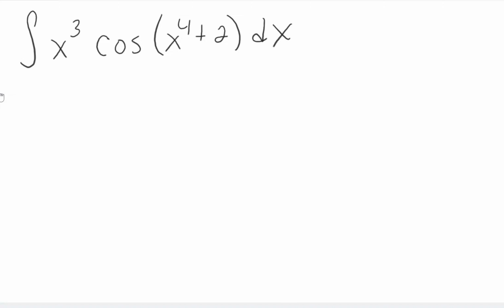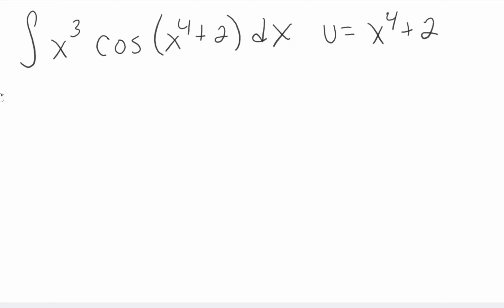All right, let's look at another one. X to the power of 4 plus 2. All right, so yes, step 1, find out what you want to make u. It's always going to be whatever's inside of something else. So in this case, u is x to the 4th plus 2.